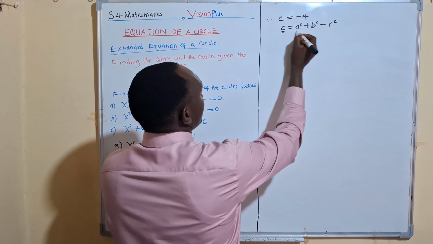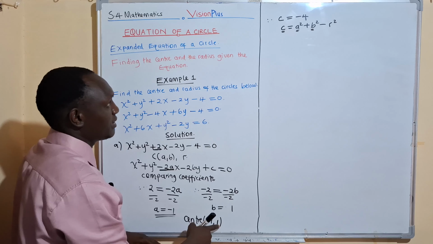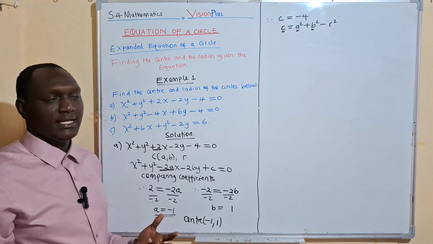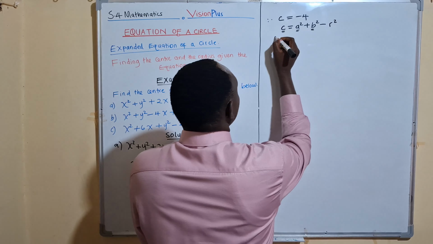And we have C, we have A, we have B, which are here. A, B, and we have C. So we can substitute for A, B, and C, and then we find R. Therefore, let us substitute here.